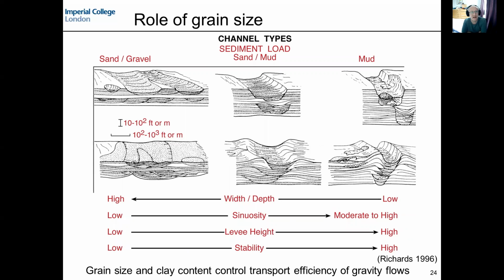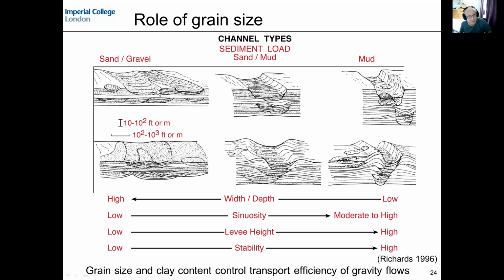Other differences in grain size. So here we're looking at some of the characteristics of channels. We have cross sections through sand or gravelly channels on the left, muddy channels on the right, and then channels carrying a mixture of sand and mud in the center.